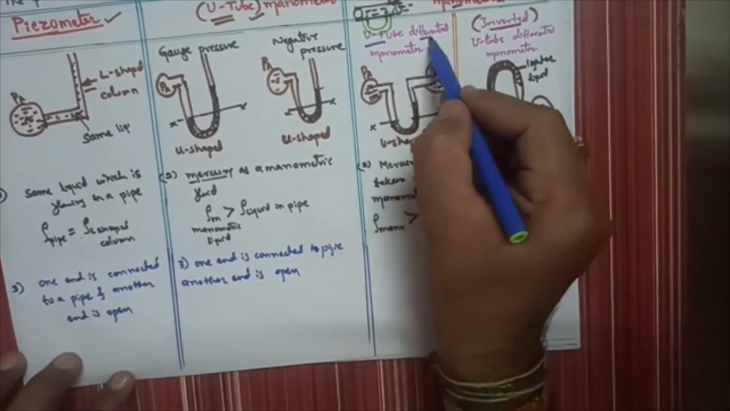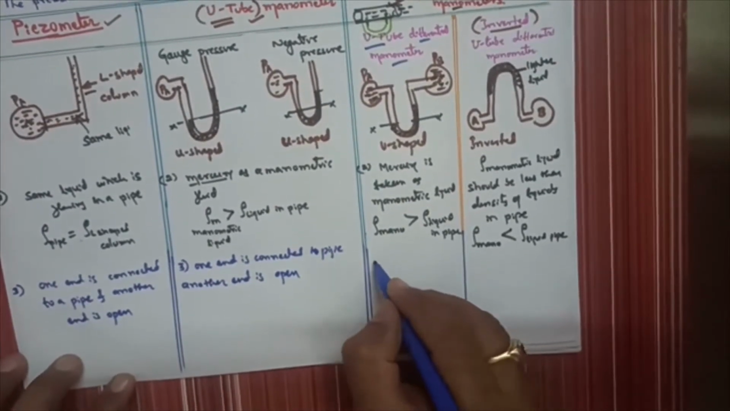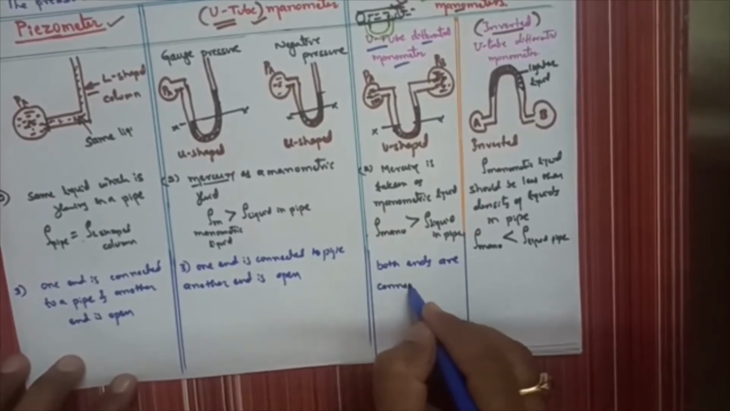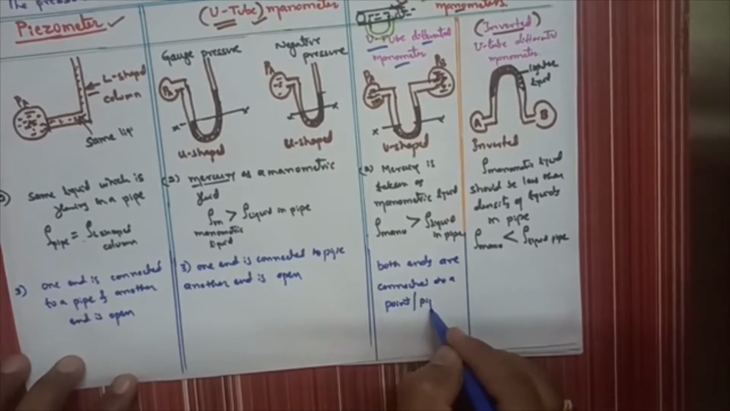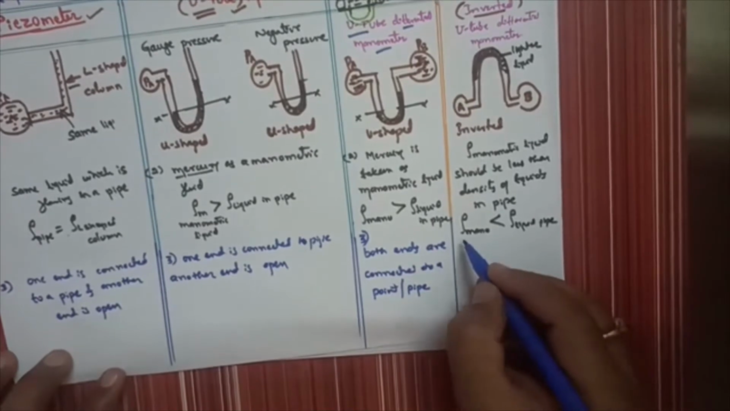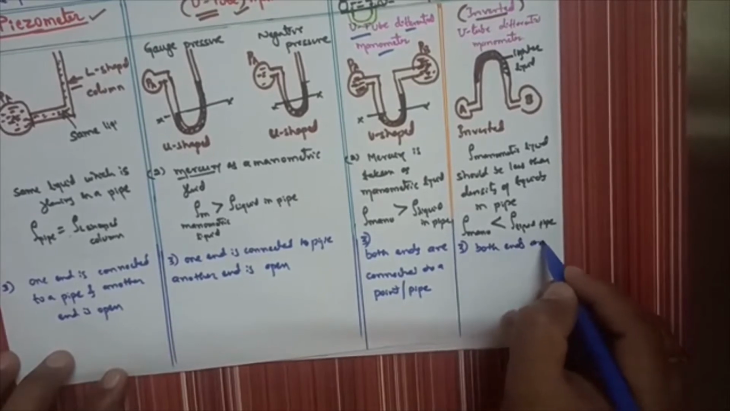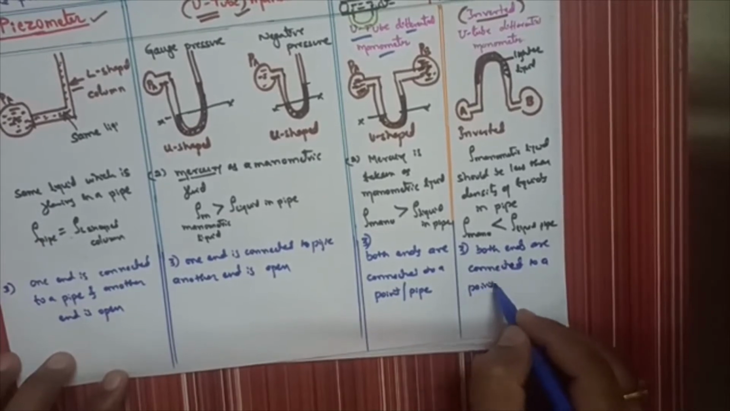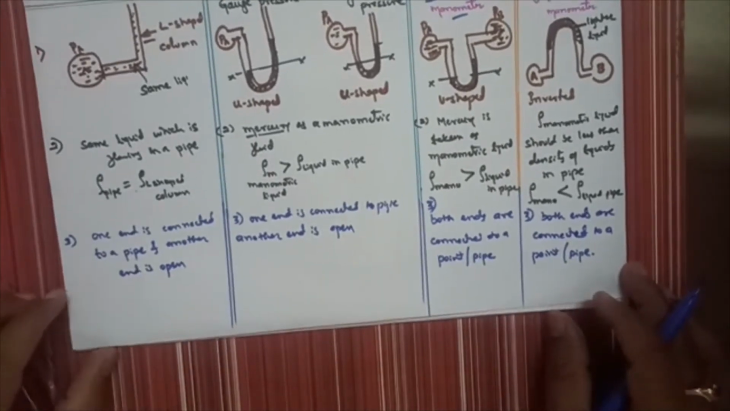But in the U-tube differential manometer, both ends of the manometer are connected to separate pipes. Both ends are connected to a point or pipe where you are going to measure the pressure. That is the third difference. Here also it is the same: both ends are connected to a point or pipe where you are going to measure the pressure difference between the fluids.